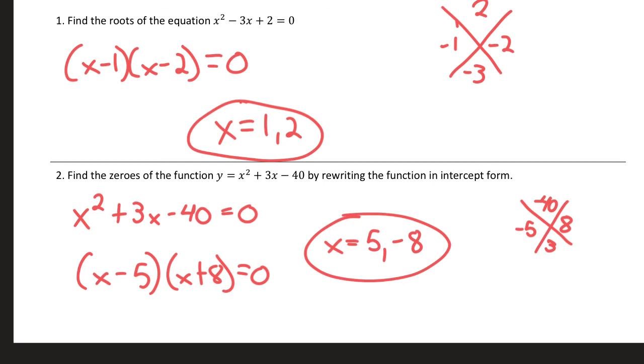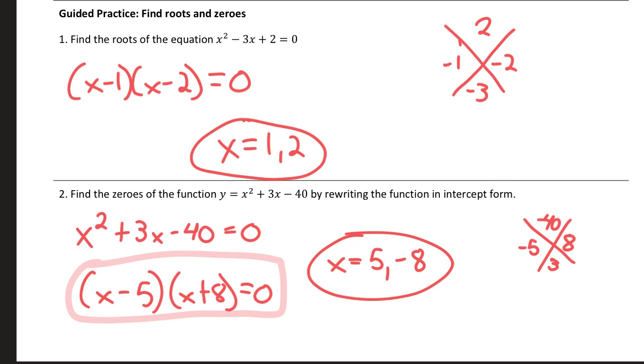For the second one, I take my expression, set it equal to 0, and then I factor the same way we've been factoring. Numbers that multiply to be negative 40 and add to be 3. That's going to be positive 8, negative 5. So this is what it looks like in factored form. For my solutions, I'm finding out the values that make each of these factors 0. So my solutions are 5 and negative 8. Okay, so that is how we use factoring to solve some of these quadratic equations.